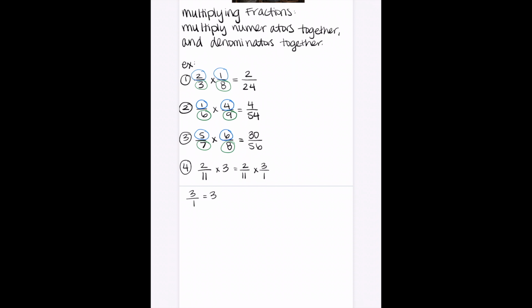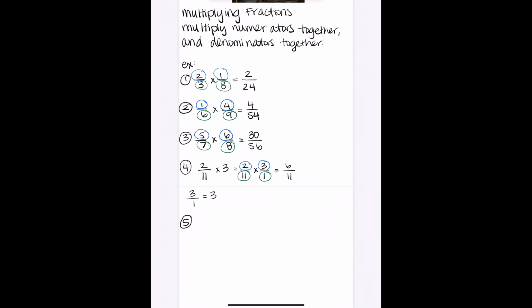And now it's exactly like the steps before. Our numerators are 2 and 3. I'll circle them in blue. Denominators are 11 and 1, circled in green, and we'll multiply across just like we did before. 2 times 3 gives me 6, 11 times 1 gives me 11.